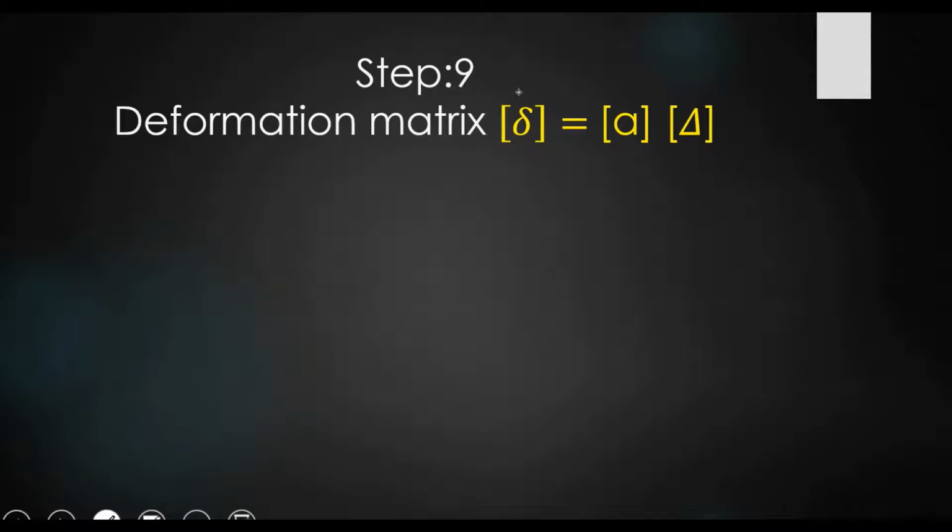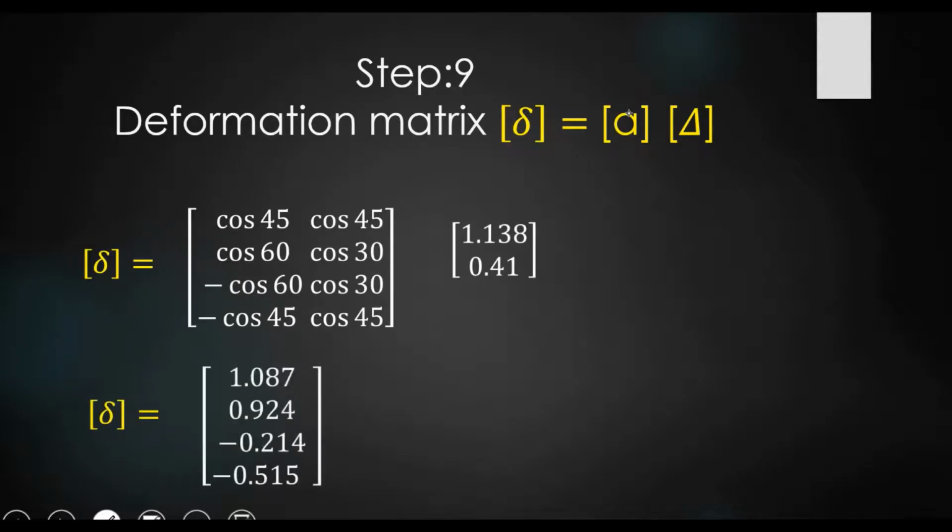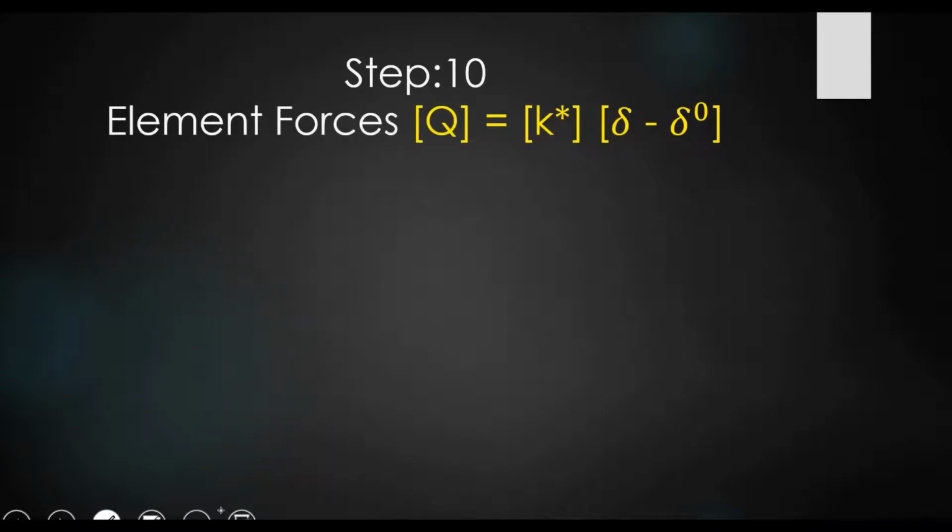We have the equation del is equal to A into delta. Just multiply these two matrices, you will get the answer as 1.087, 0.924, minus 0.214 and minus 0.515. So this is the value of the deformation that occurs on each member of the truss. Okay.